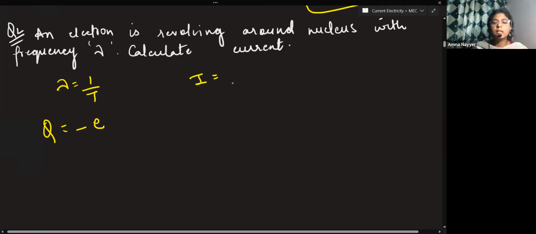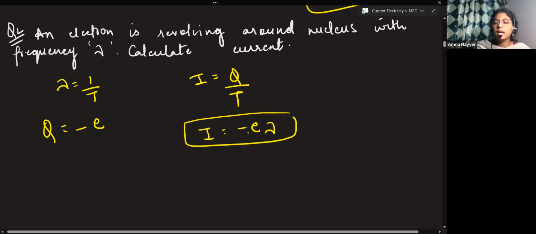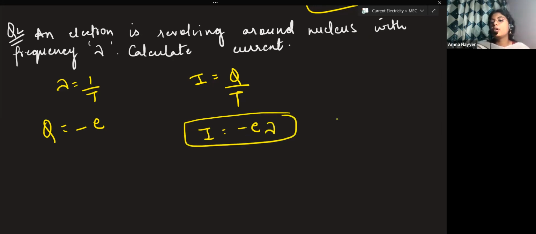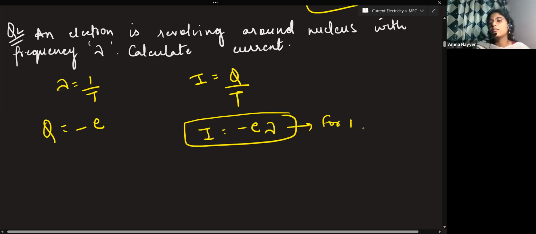Current will be minus, this is charge divided by time. So charge is, let's write minus E, so as to represent that this is a negative electron, divided by time. Now 1 by time can be written as what? Frequency. So this becomes the current, minus E nu. Now this is valid for what? This is valid for 1 revolution.